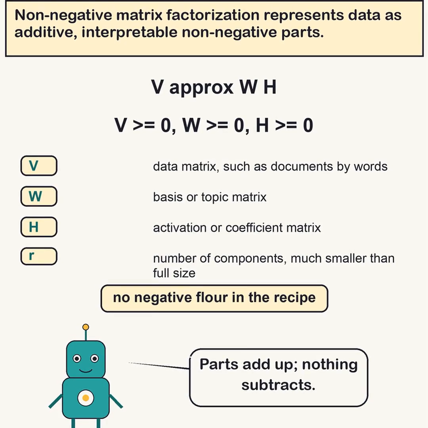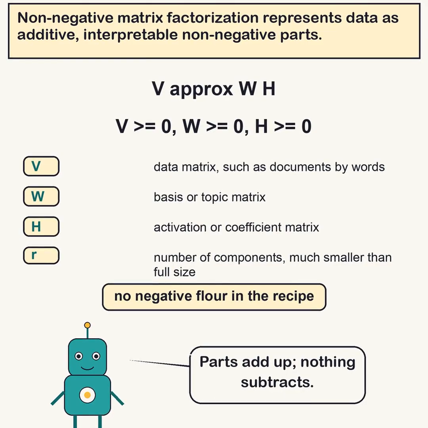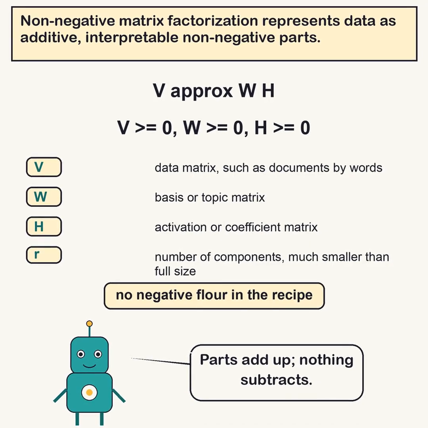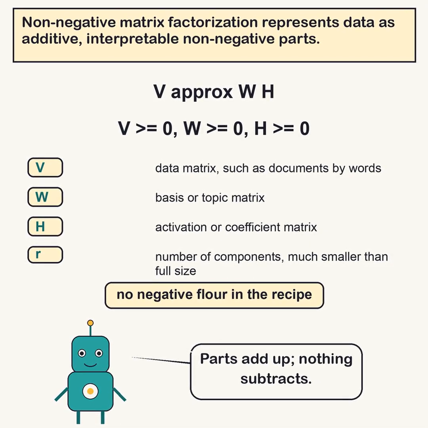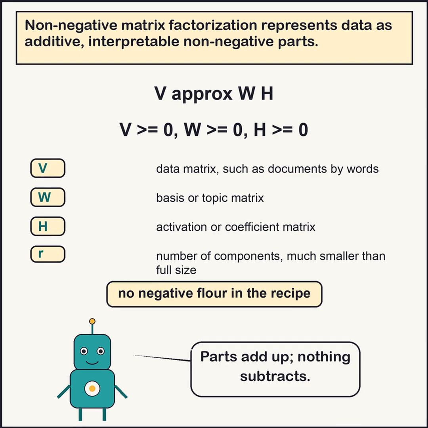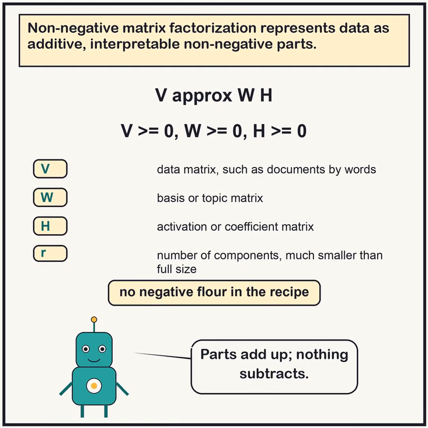Non-negative matrix factorization writes V approximately as WH, with no negative entries. That makes components interpretable for topics, spectrograms, recommendations, and image parts. Real-world analogy: NMF is like mixing paint from non-negative amounts of base colors. Every part adds something visible.